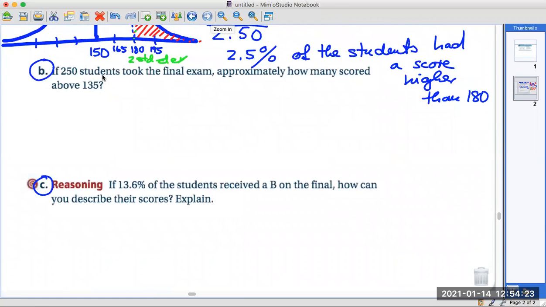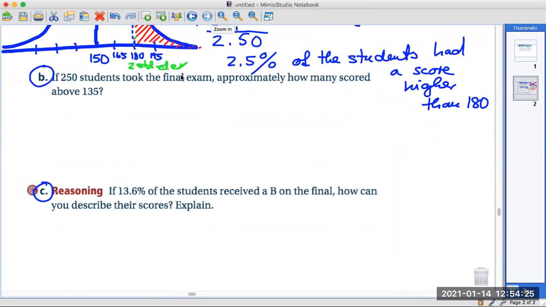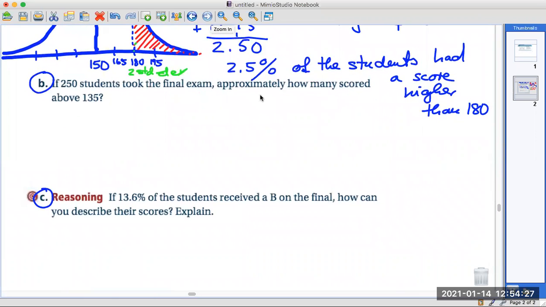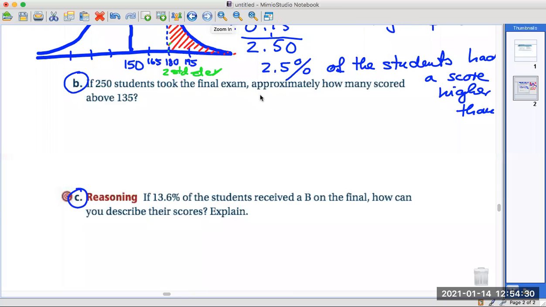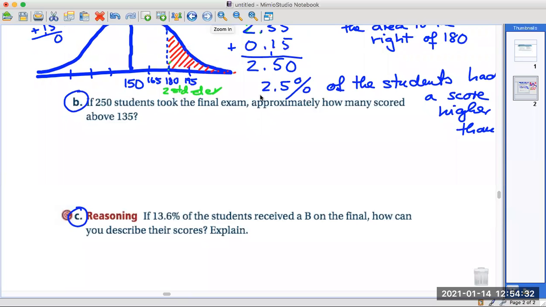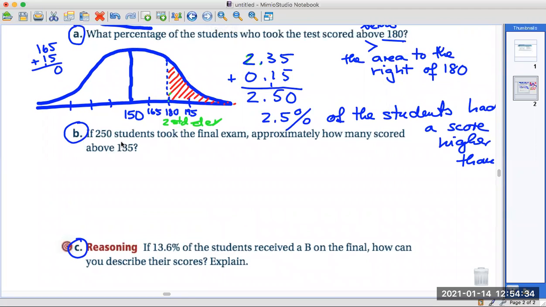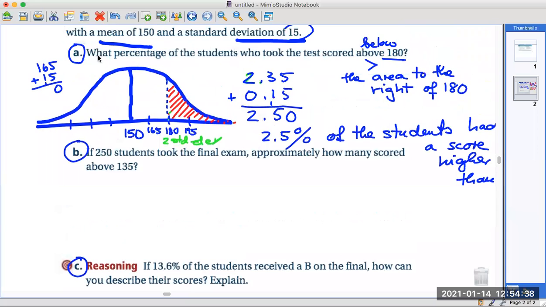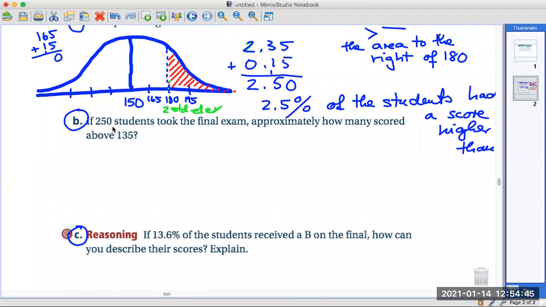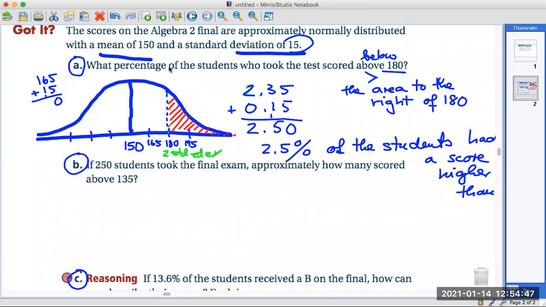If 250 students took the final exam, approximately how many scored above 135? So now it's not asking for a percentage, it's actually asking for how many students. Do you see the difference in the question? Here it said what percentage, and there's your answer in percent. But now it's giving me a number of students. Here we do not know how many students took the test. We only know the mean and the standard deviation.